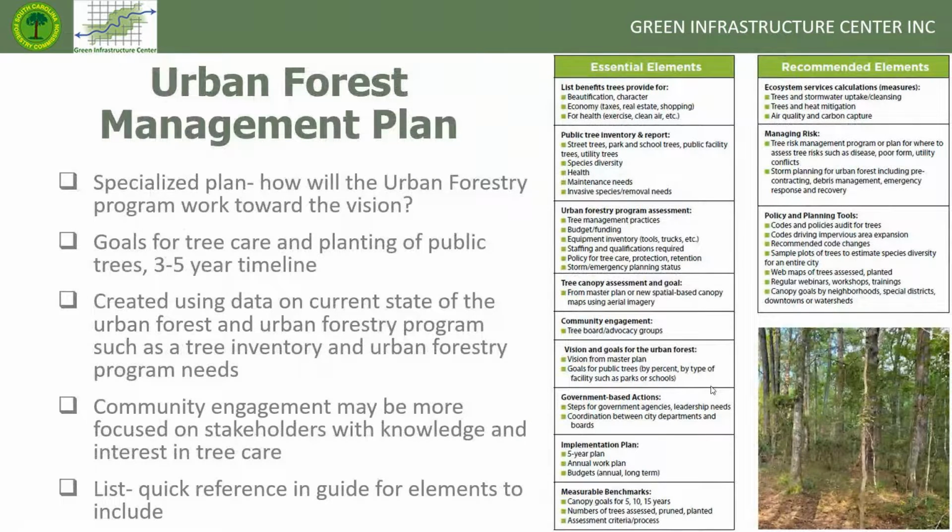And then an urban forest management plan is a little bit more of a specialized plan. So with this plan, we're thinking about how the urban forestry program will work toward that vision created in a master plan. So we're thinking about goals for tree care and planting of public trees in particular. And these plans tend to be of a shorter timeline, maybe 3 to 5 years. And the data that you really want to have in place for this type of plan is a tree inventory and an assessment of the urban forestry program. Community engagement in this type of plan might be more focused on stakeholders with particular knowledge and interest in tree care. And again, there's this list on the side here of the quick reference of the essential elements and recommended elements for this type of plan.